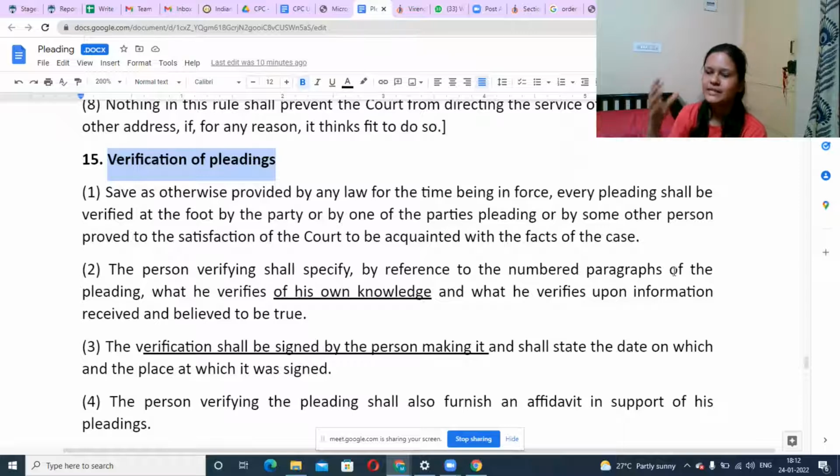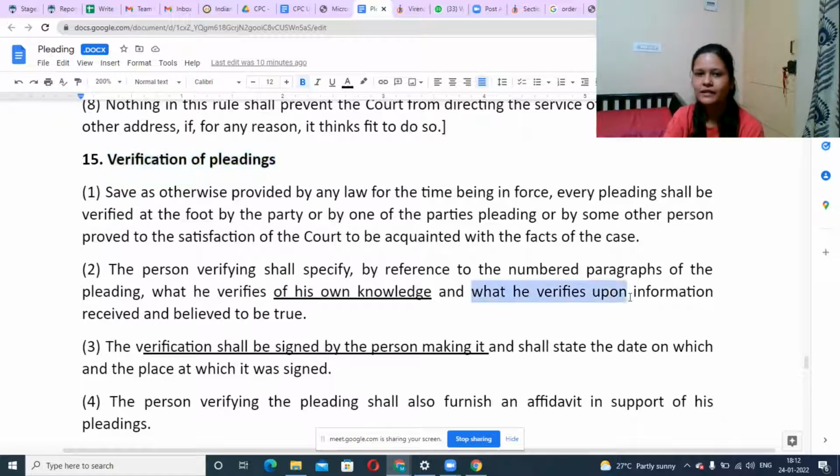Somewhere it may state that there was a contract between the parties. Somewhere it may state that one party performed his part. Another paragraph might say the other party did not perform. So numbers would be given for paragraphs. They would mention that paragraph 1 to 6, he verifies of his own knowledge. I am aware of this situation, so I'm verifying it.